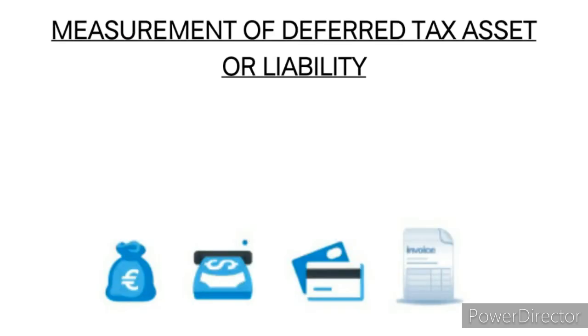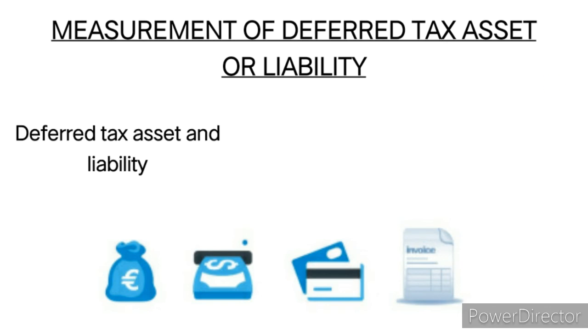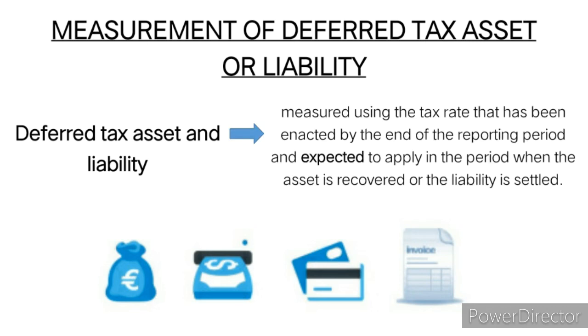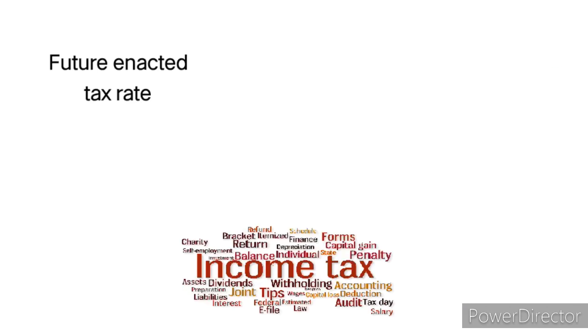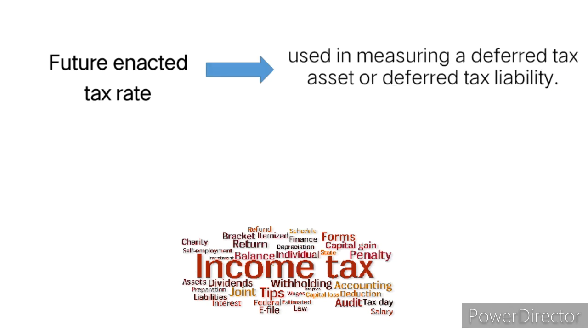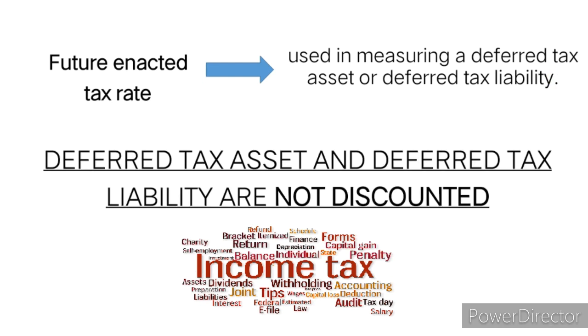For the measurement of deferred tax asset or liability, deferred tax asset and liability is measured using the tax rate that has been enacted by the end of the reporting period and expected to apply in the period when the asset is recovered or the liability is settled. The future enacted tax rate is used in measuring a deferred tax asset or deferred tax liability. Remember that deferred tax asset and deferred tax liability are not discounted.